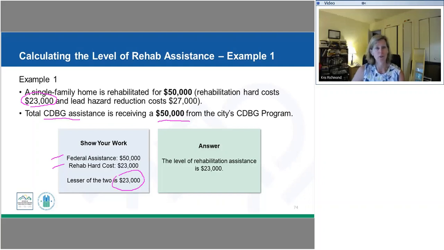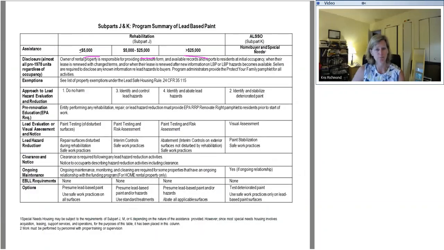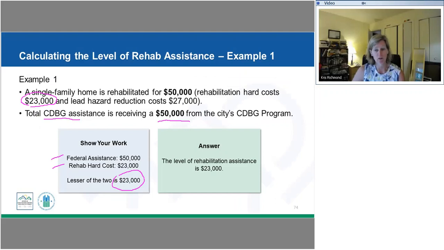So when I'm looking at my chart and I'm trying to figure out which category I need to fall in, our answer was $23,000, and so I'm going to be in this middle chart here. So I need to be doing a risk assessment. I need to be doing interim controls. We're trying to figure out which of these three categories my project is going to fall into. This first one was that middle category because $23,000 was less than $50,000, and we want to go with the lower number to determine that.